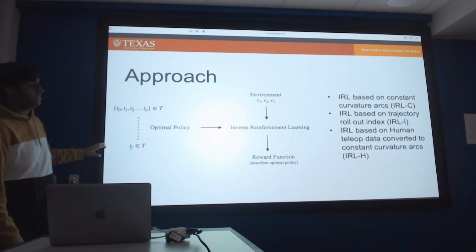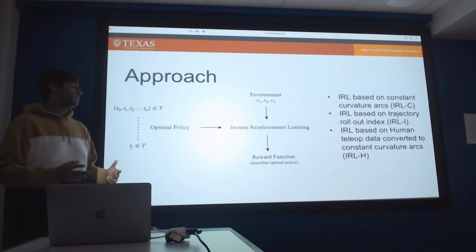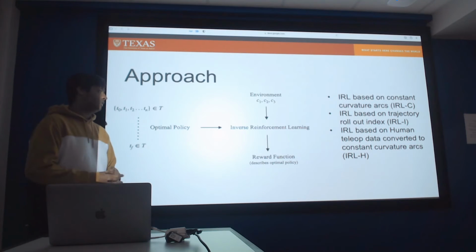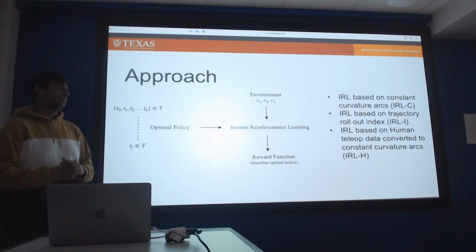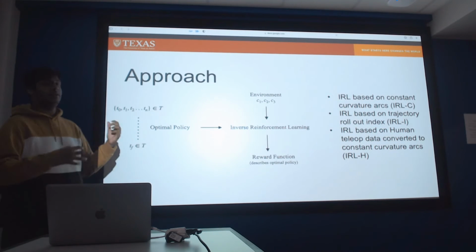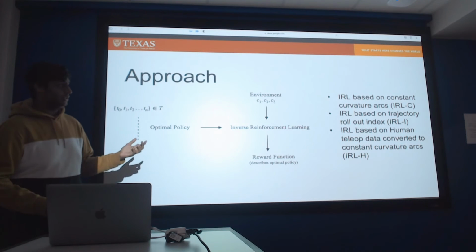We have an optimal policy given to us by an expert demonstration or human demonstration or just any other means. And we have the environment variables, C1, C2, C3 that Gary mentioned before. We feed that into our inverse reinforcement learning paradigm to describe the optimal policy in a really tactile and concrete function. So we explored three approaches.